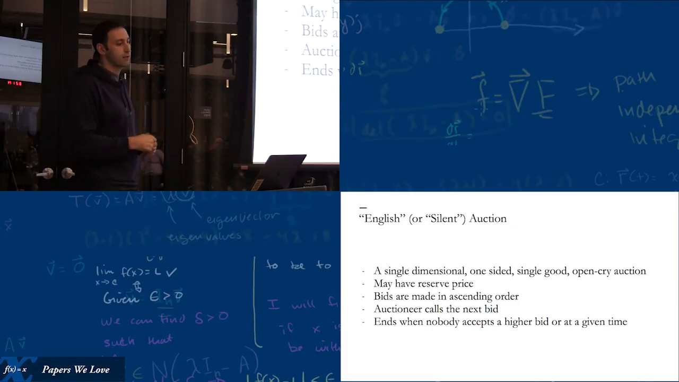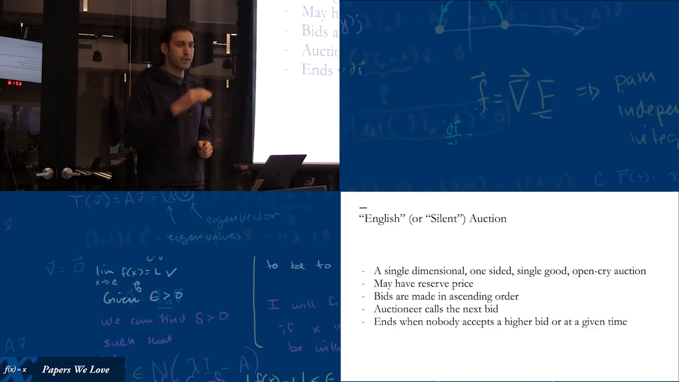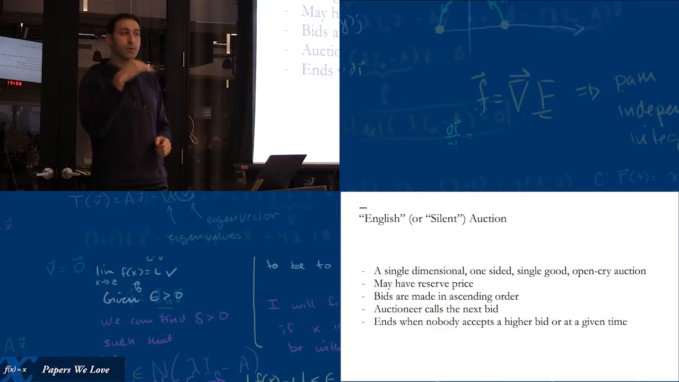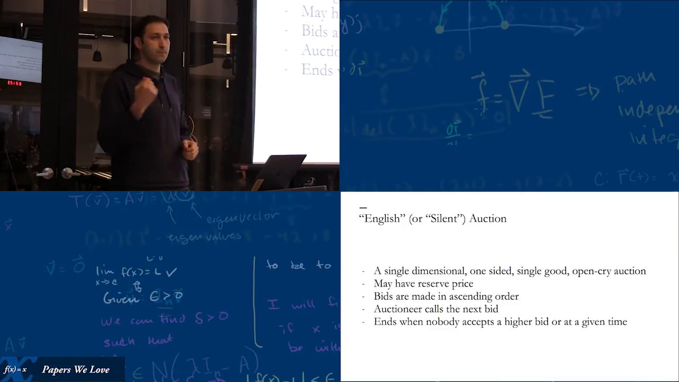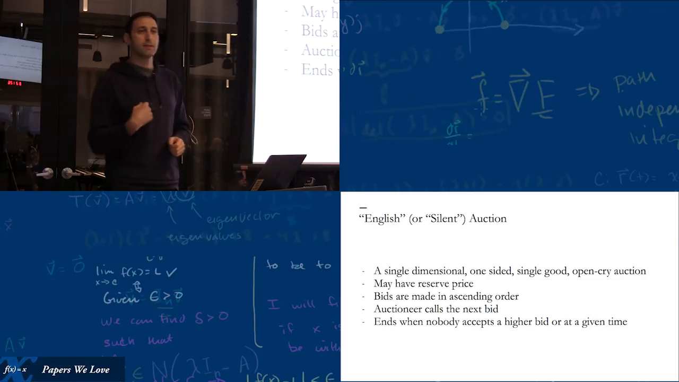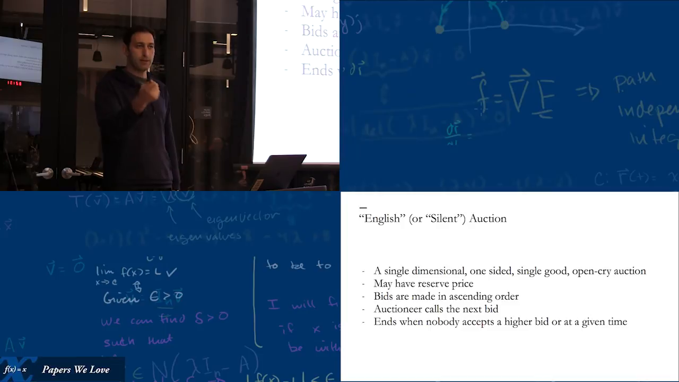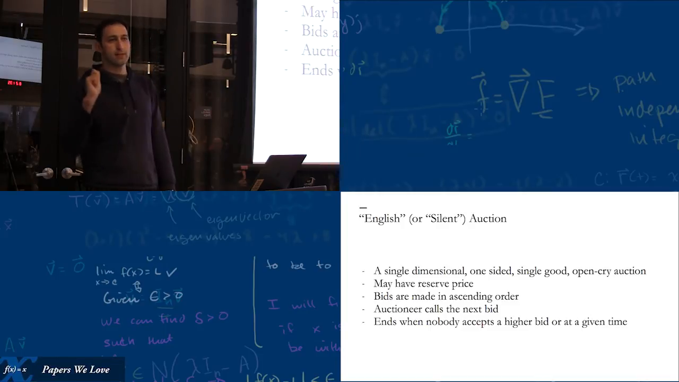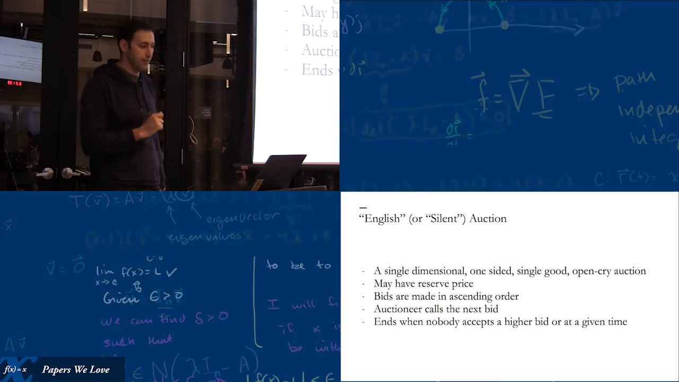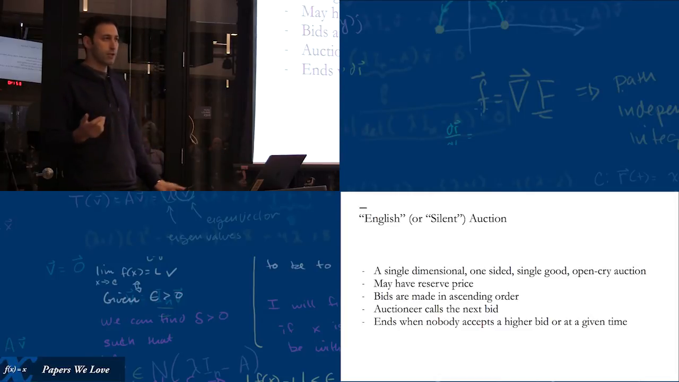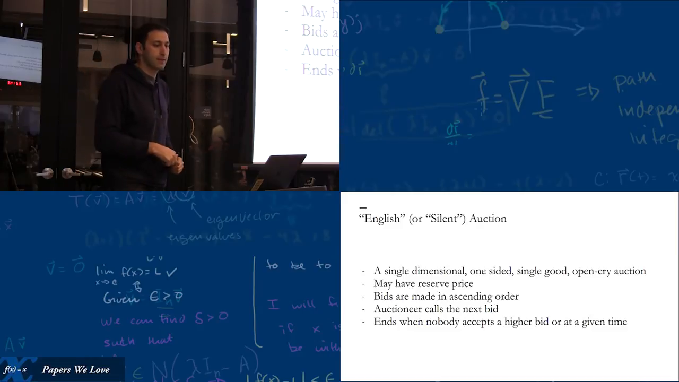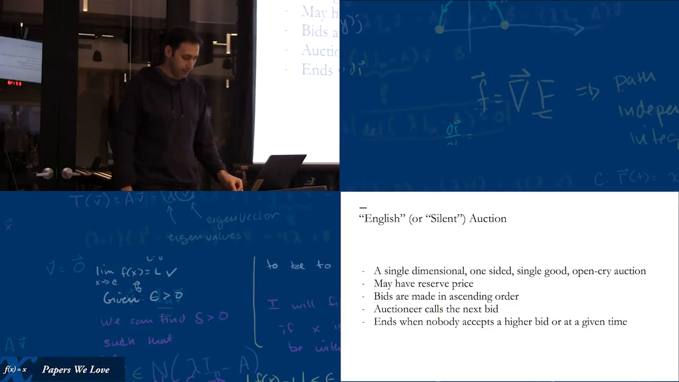And the only particularity of an English auction is that the bids are done in ascending order. So the auctioneer is actually the one who says what the next bid is. It's common for people to think that the bidder is deciding the price, but it's not true. The auctioneer takes the previous price and takes an increment up on top of that and then calls that number. All the bidder does is accept that number or not accept that number. And the auction ends when, of course, nobody accepts a higher bid, and the price that is paid is that price.